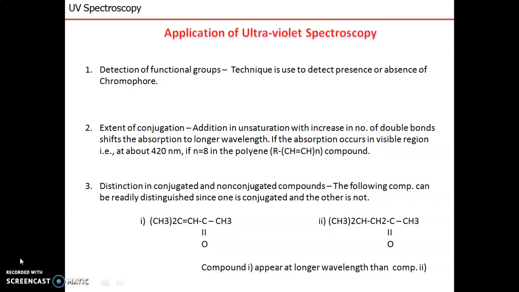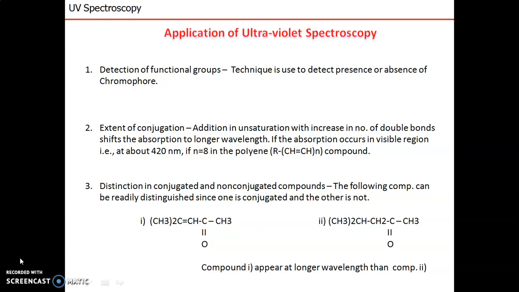If any molecule shows absorption in UV, then we can say that the compound has a chromophore. If it does not show any absorption, then we can say that it does not have a chromophore or it does not have unsaturation. That compound can be saturated.